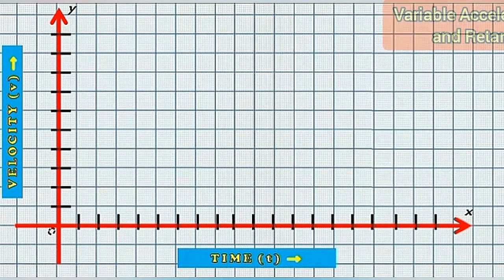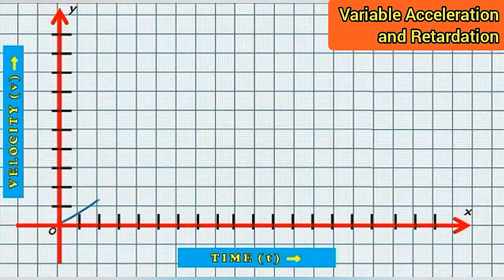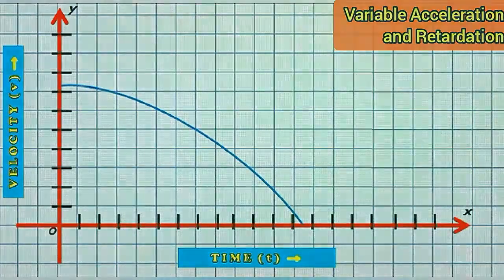Velocity time graphs for variable acceleration and retardation. For a body having variable acceleration or retardation, the velocity increases or decreases by unequal amounts in equal intervals of time. So, the velocity time graph is a curve as shown in this figure. This is the case in variable acceleration and this is the case in variable retardation.